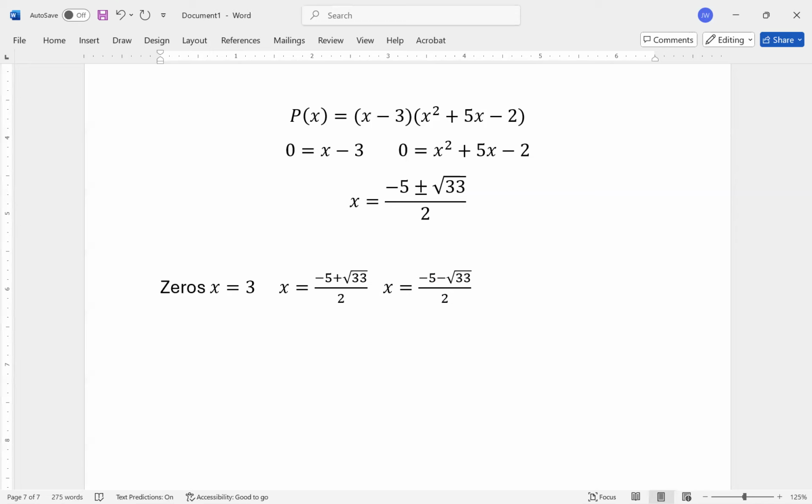All 3 are real number zeros, but there's only one which is a rational number, and that's x equals 3. These two are irrational because square root of 33 is irrational.